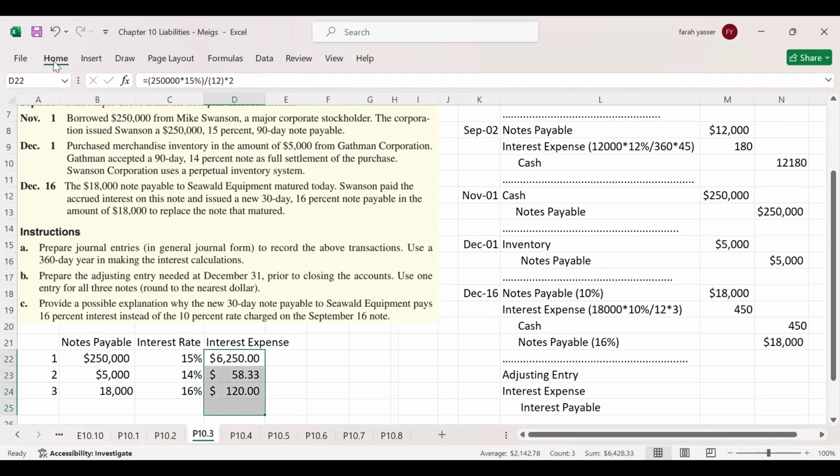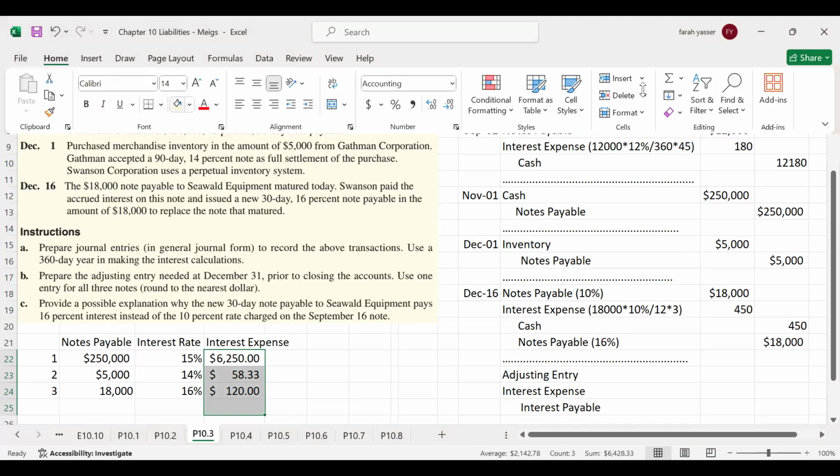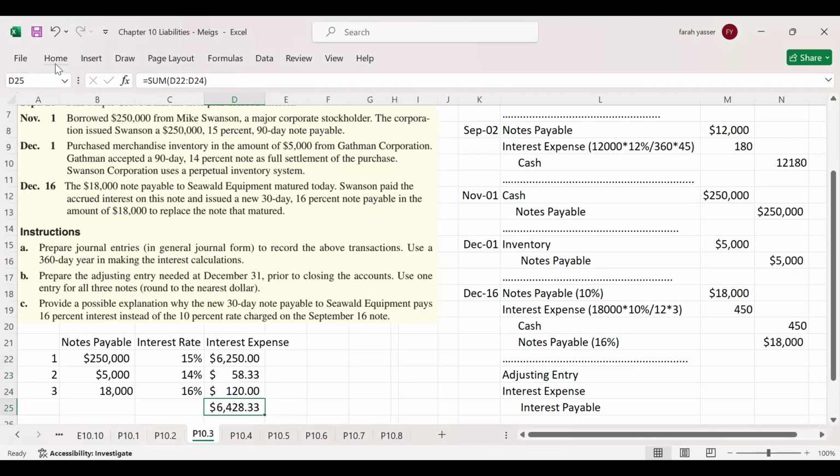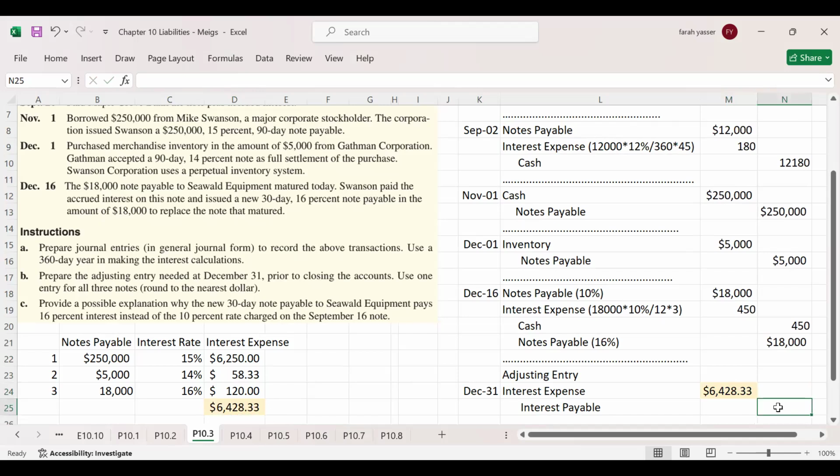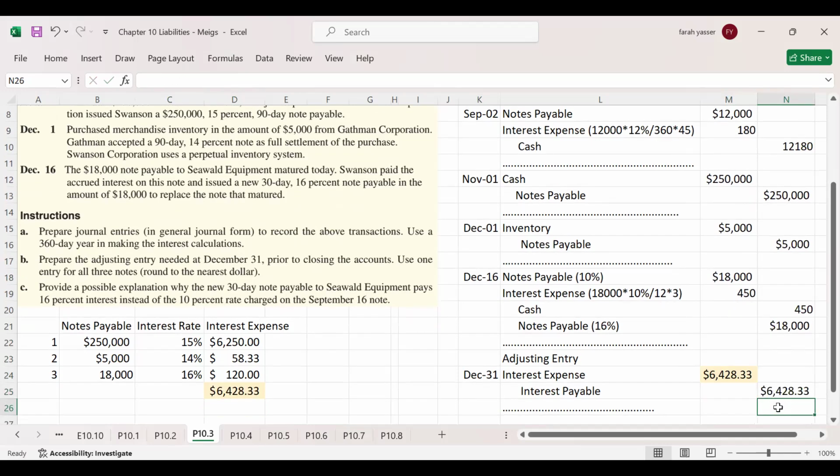So the total interest expense, which is accrued on December 31st, is $6,428.33. So we are going to pass this adjusting entry on December 31st for this amount, $6,428.33. So in part B, we passed the adjusting entry and we recorded interest expense on the notes payable. This interest expense is due on December 31st on several notes payable that are still unpaid.